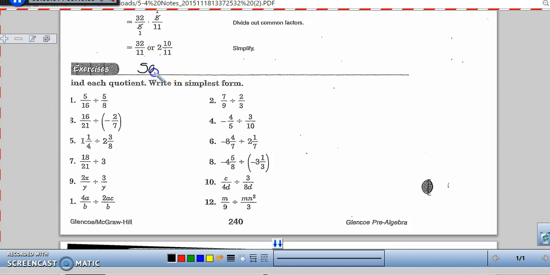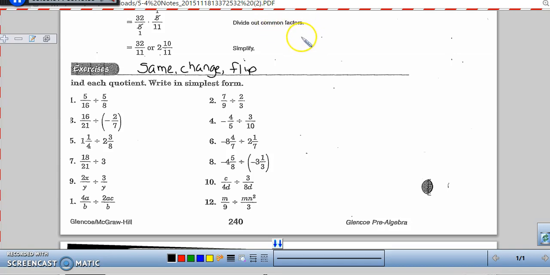So we're just going to write a little same, change, flip, to remind ourselves that when you divide with fractions, it's the same as multiplying by its reciprocal. And if you look at the top of the page, it talks about what a reciprocal is, or a multiplicative inverse is the other name for it. It's when you have two numbers whose product equals 1. In other words, you just go ahead and flip it.